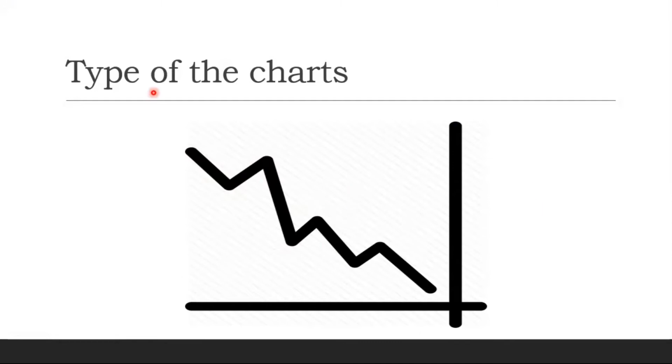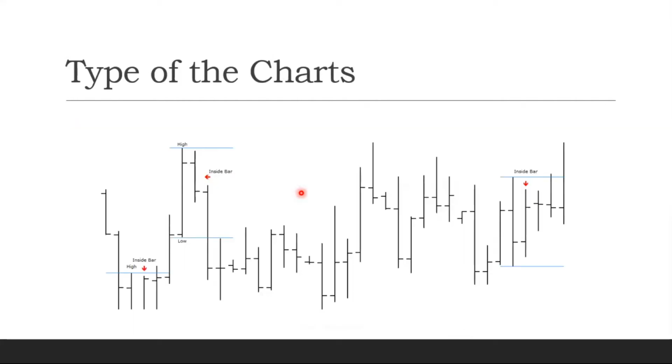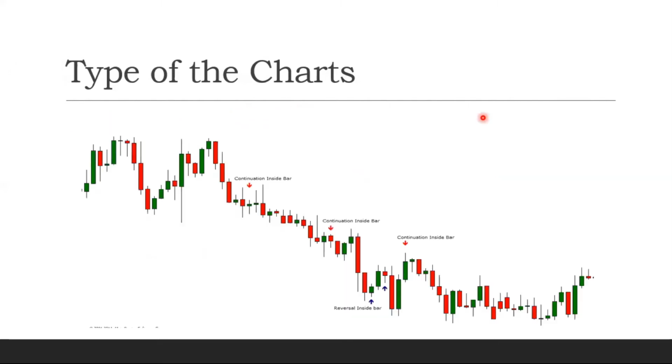But one of the charts being used in the Forex markets is the line chart, and it is a very simple chart. So this is the line chart. Another type of chart is the bar chart. This is almost similar to the candlestick chart, but we will not explain this in detail, just to identify it. The third type of chart, which is the most commonly used chart and the best chart to be used in the Forex market, is the candlestick chart.